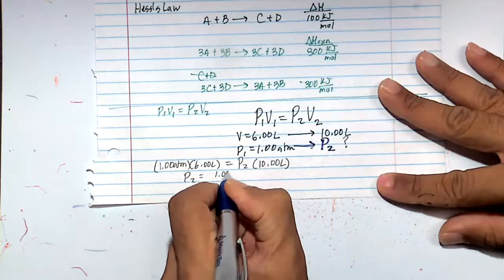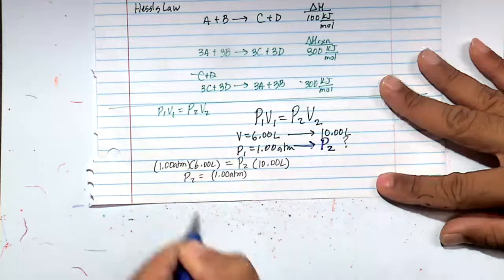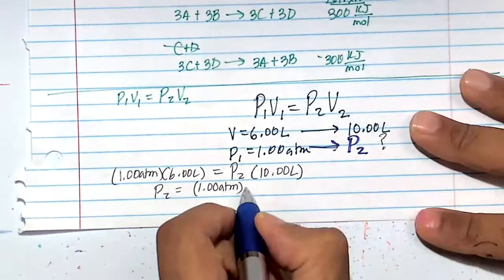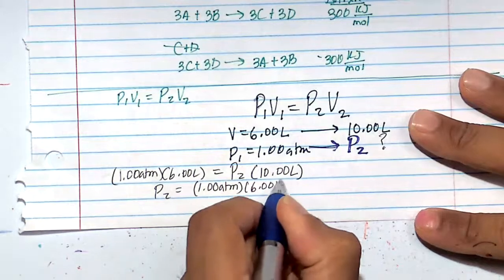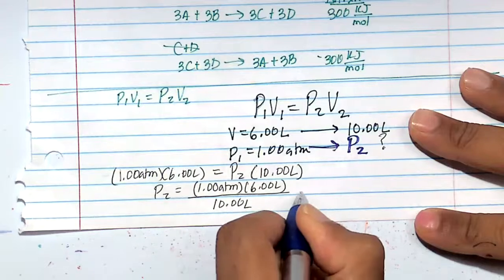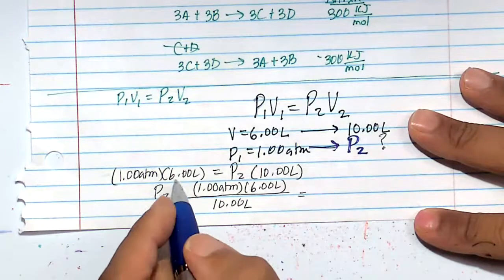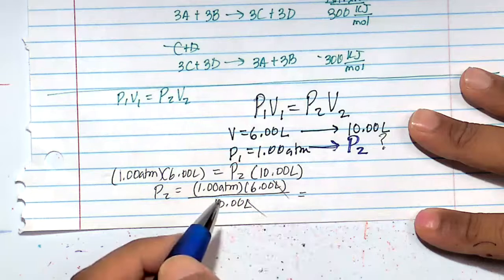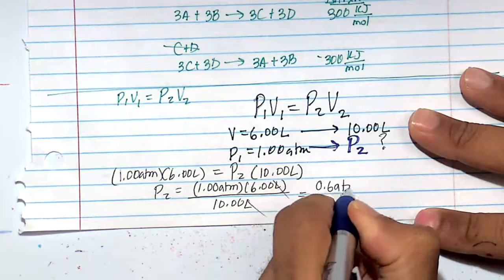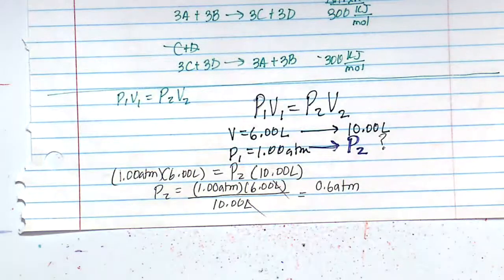So that's going to be 1 atmosphere times 6 liters divided by 10 liters. Whatever that is on the calculator. That looks to be 0.6. Liters cancel. That's 0.6 atmospheres. I can do that math in my head. All right, so that's Boyle's law with real numbers.